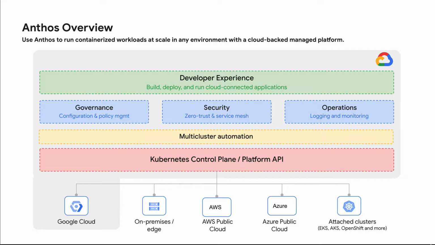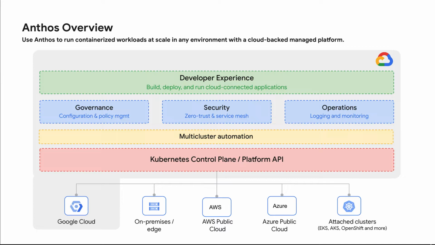Anthos is a 100% software product that extends Google Cloud services and engineering best practices to your environments so you can modernize apps faster and establish operational consistency across them. Anthos Configuration Management provides a central place to manage configuration and security policies across your fleet so you can get the right governance at scale.